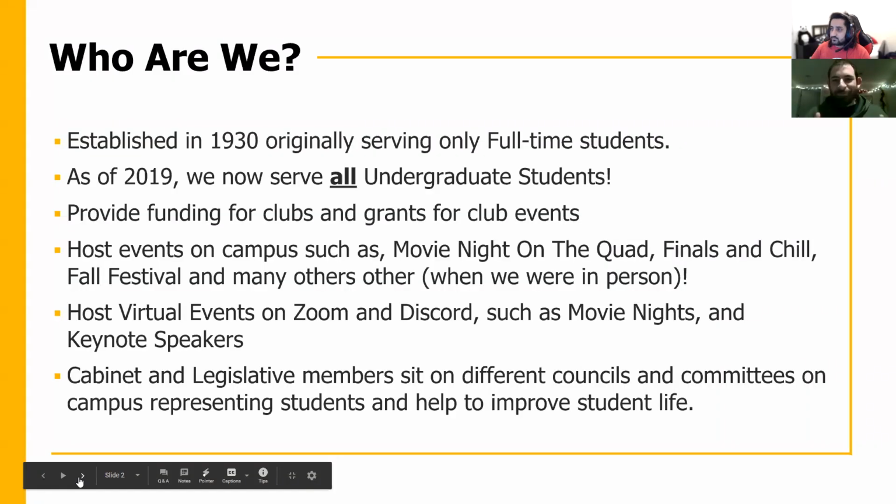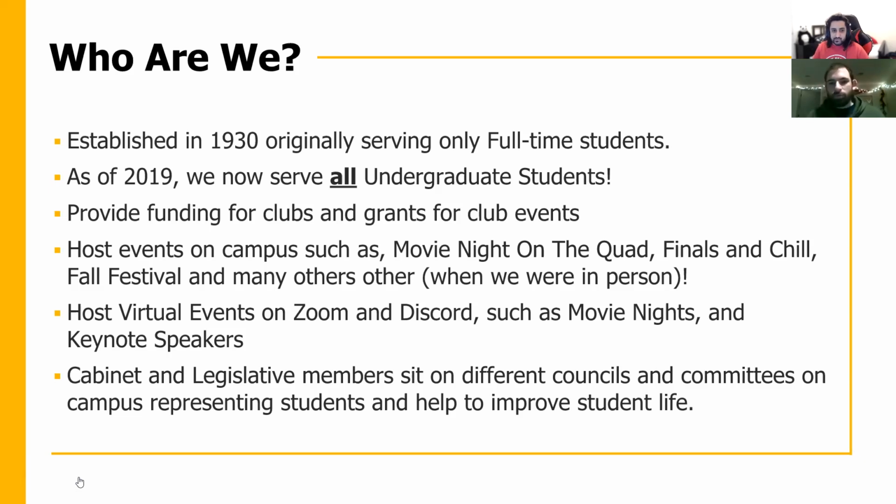So this is the How to Run PowerPoint. I'll just start with who we are. I don't know how many of you are familiar with USG, but I'll give a little background and then we'll go into the actual running and voting stuff. It says here, established in 1930. Well, that's Brooklyn College. I'm pretty sure it was established in 1930, but maybe the student government was established at the same time. Originally serving only full-time students. As of 2019, we now serve all undergraduate students.